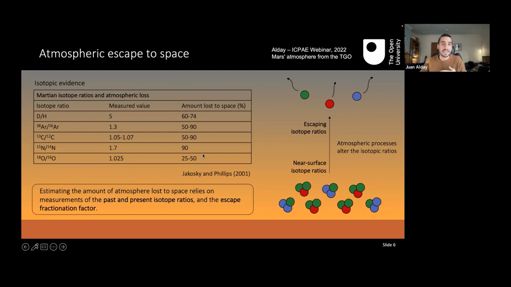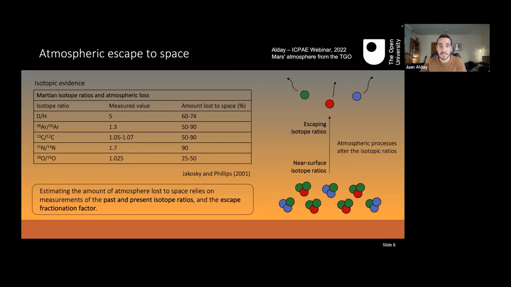But making these kinds of estimations about the amount of atmosphere that has been lost to space relies on some parameters. So we need information about the past and present isotopic ratios, and then about a parameter that is called the escape fractionation factor. This escape fractionation factor essentially determines how quickly the atmosphere gets enriched in the heavy isotopes when escape processes occur.